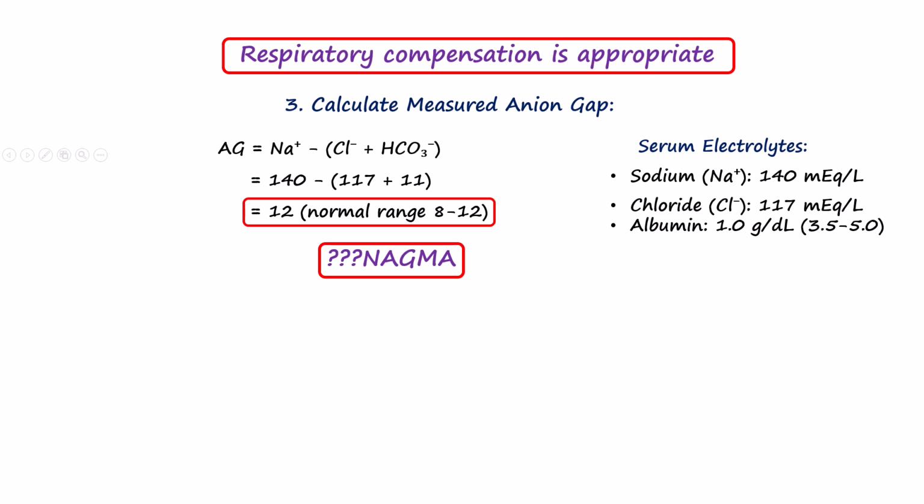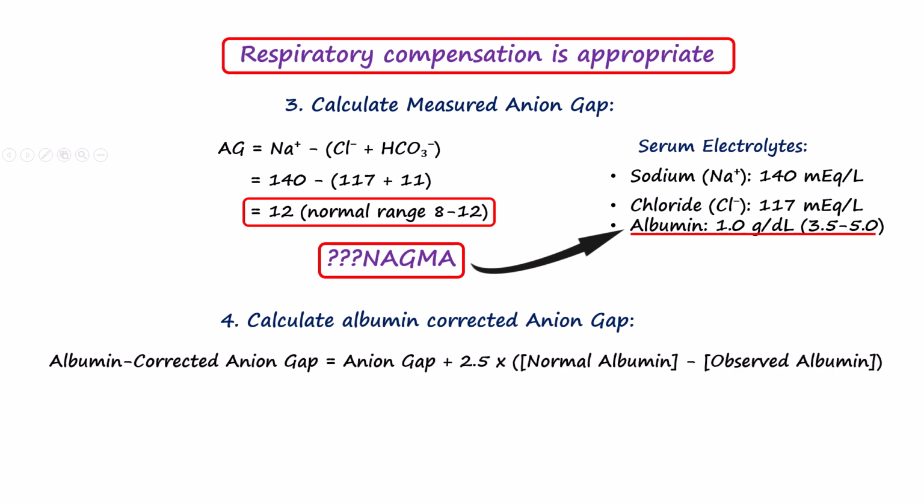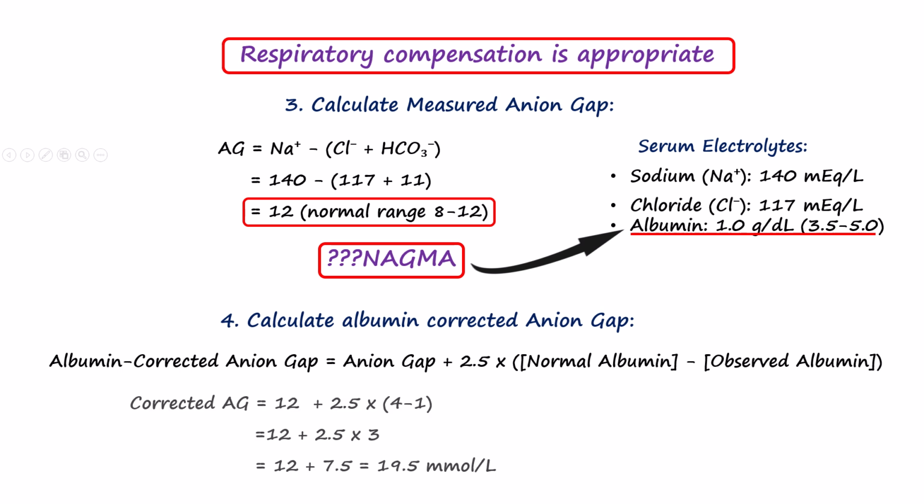But our patient has an albumin level of only 1 gram per deciliter, which might reduce the anion gap. For every 1 gram per deciliter fall in albumin, the anion gap reduces by 2.5 millimole per liter. So we need to calculate the anion gap, correcting it for low albumin. The corrected anion gap is given by this formula. We take 4 gram per deciliter as normal albumin level, after which our corrected anion gap is 19.5 millimole per liter.